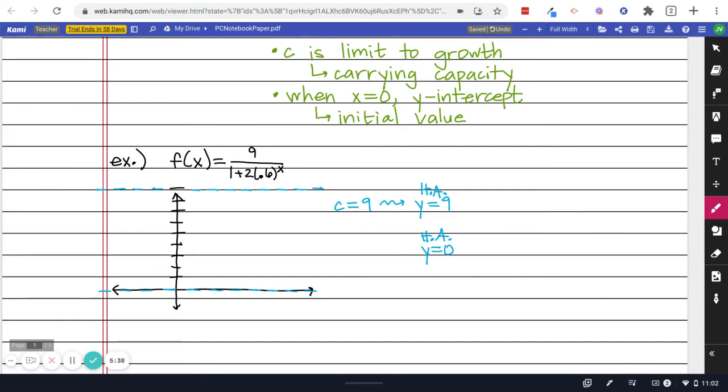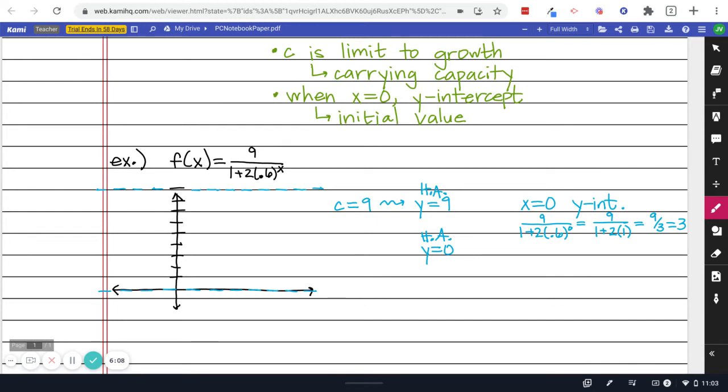So we're going to recognize those two horizontal asymptotes. The next piece of the puzzle is what's our initial value? So when x is 0, we can figure out the y-intercept of our graph. So I'm going to go 9 over 1 plus 2 times 0.6 to the 0. So 9 over 1 plus 2, but 0.6 to the 0 is just 1, which is 9 over 3, which means our y-intercept is at 3.